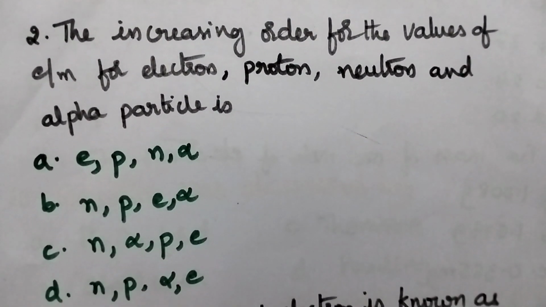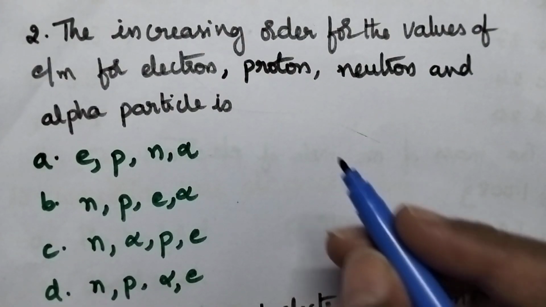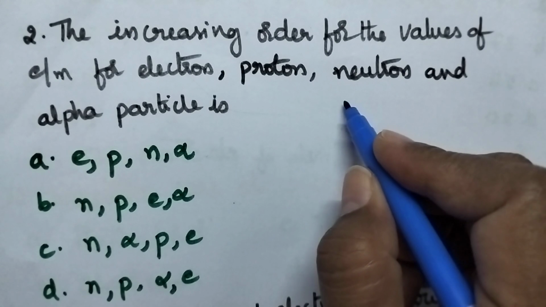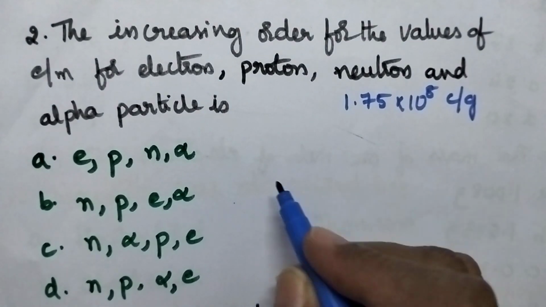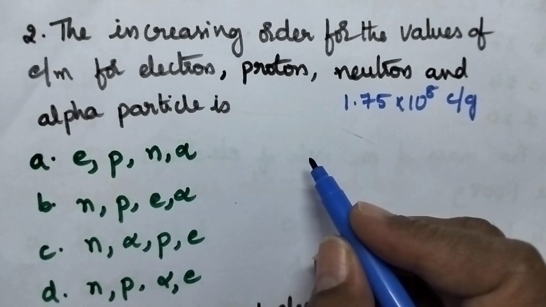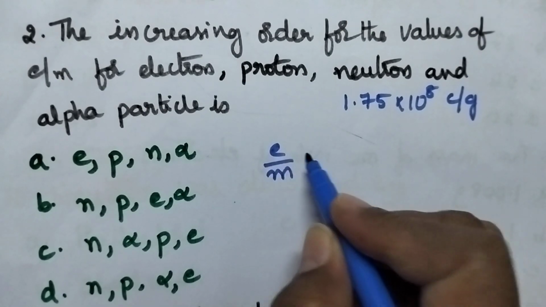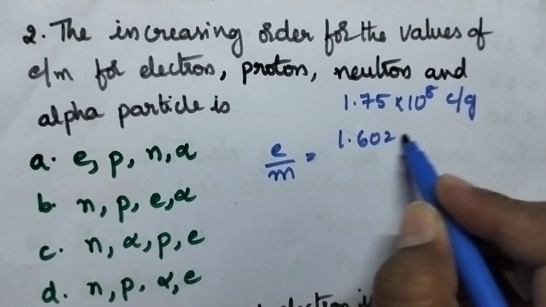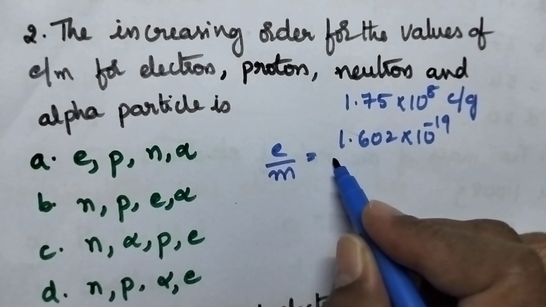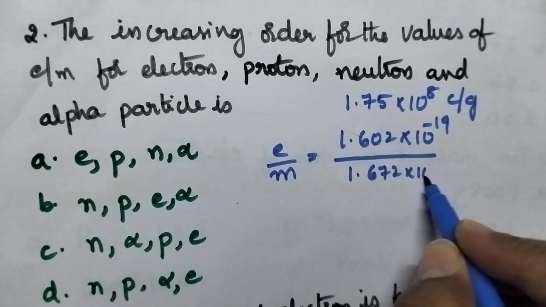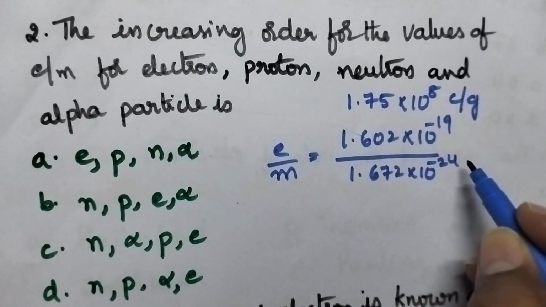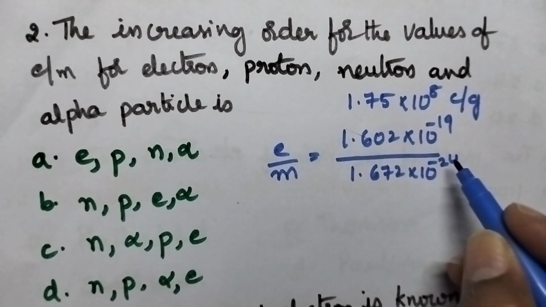Moving to the second question, the increasing order for the values of e/m for electron, proton, neutron and alpha particles is. Just now we calculated the e/m value for the electron, and that is 1.75 × 10^8 coulomb per gram. Moving to the proton, the charge is the same, but the mass is 1.672 × 10^-24 gram. So you just do the calculation.